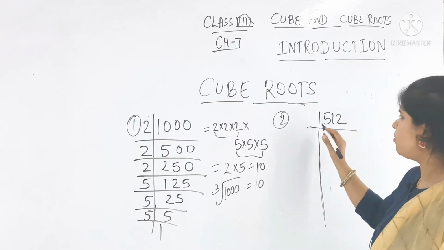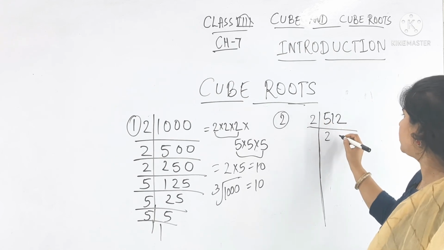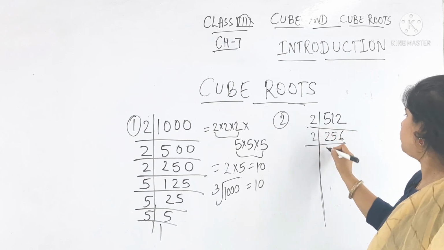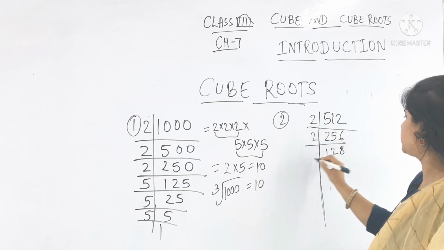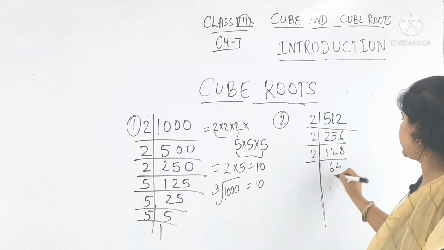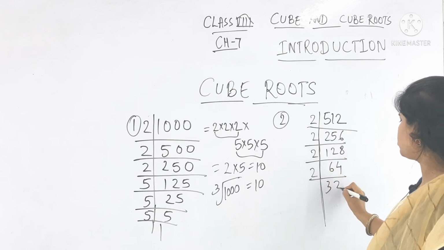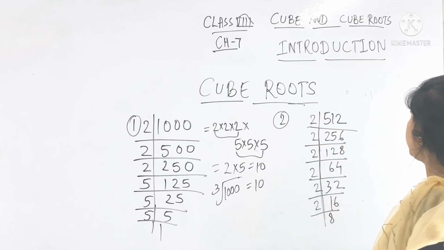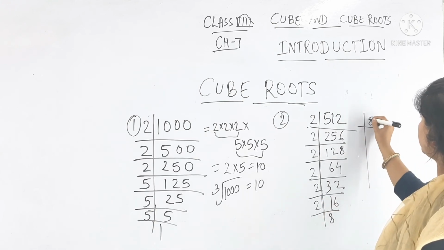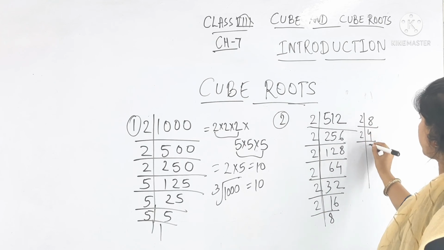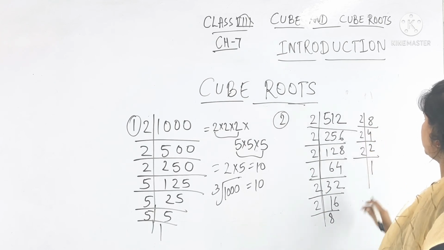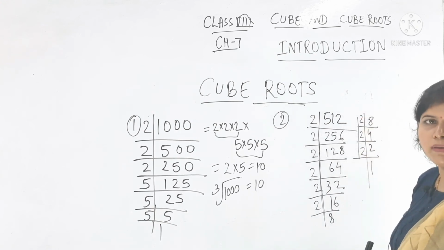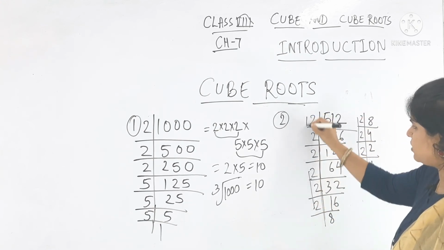This is 2. 2 2s are 4, 2 5s are 10, 2 6s are 12. 2 1s are 2, 2 2s are 4, 2 8s are 16, 2 4s are 8, 2 3s are 6, 2 2s are 4. Here for 8, 2 4s are 8, 2 2s are 4, 2 1s are 2. Here you can see these 3 triplets.